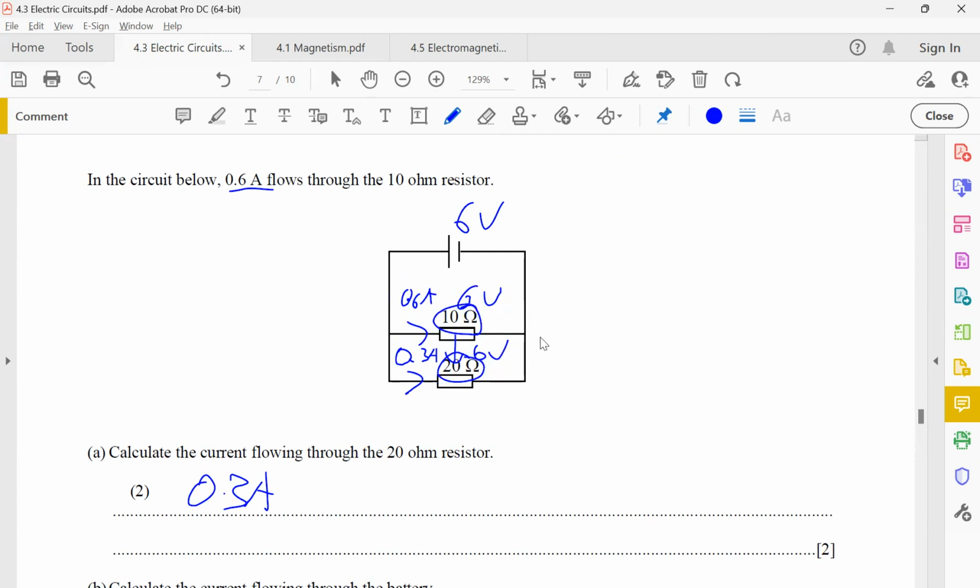Okay, the drawing looks a bit messy, right? But you identify here is 0.6 ampere, right? And here is 0.3 ampere, right? So if I find the voltage here, this is 6 volts, right? So there's 6 volts, then here for sure is 6 volts, because they're all in parallel.